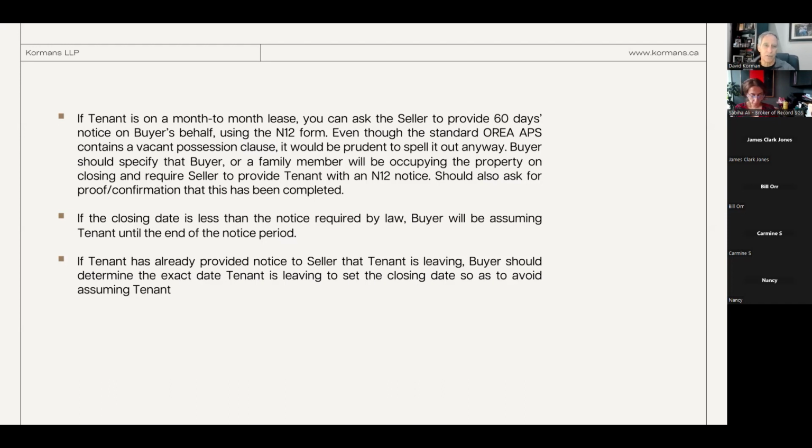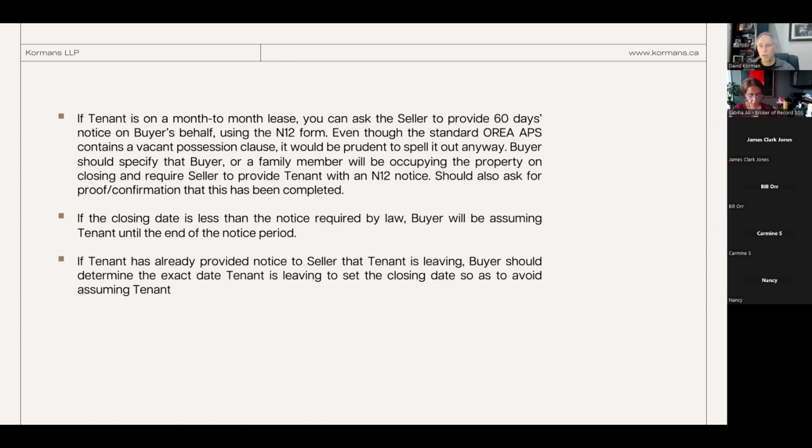They're going to move in, or their family members can move in. Here's the N12 form. Now, the agreement of purchase and sale says that vacant possession is to be provided on closing, but it would be prudent to spell out exactly what the arrangement is here. So you'd want to put in that the buyer or a family member will be occupying the property on closing, and require the seller to provide the tenant with the N12 notice.